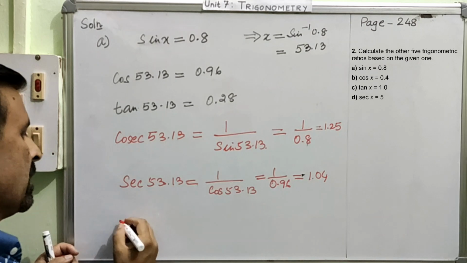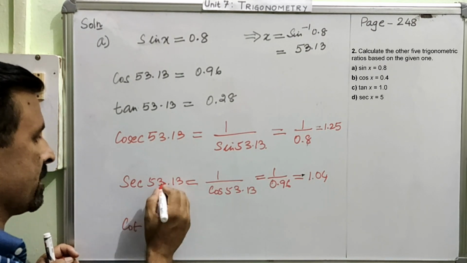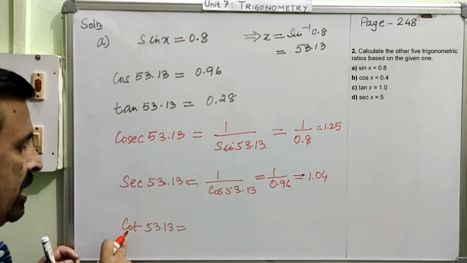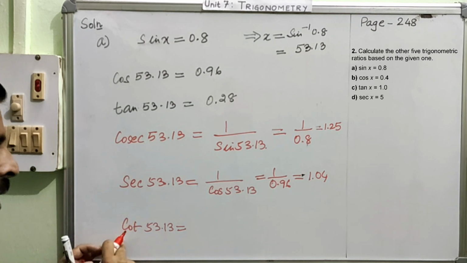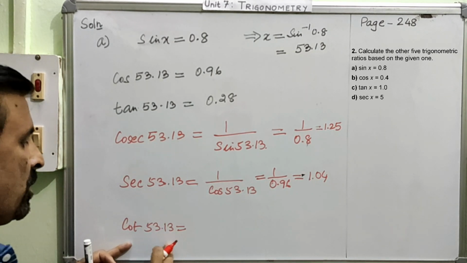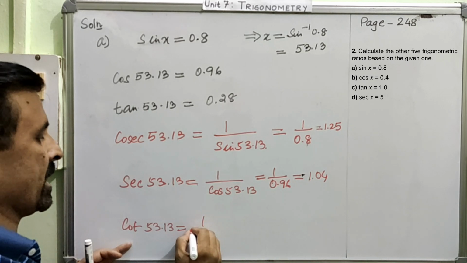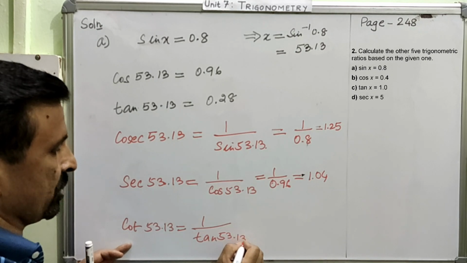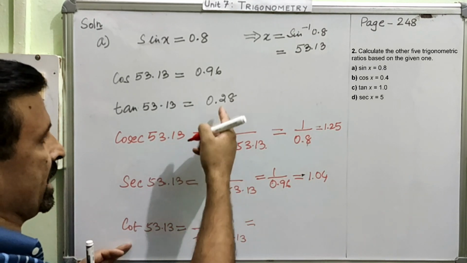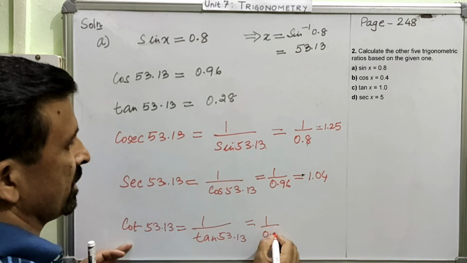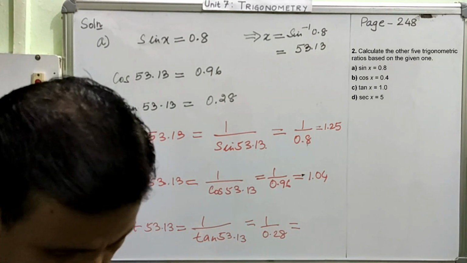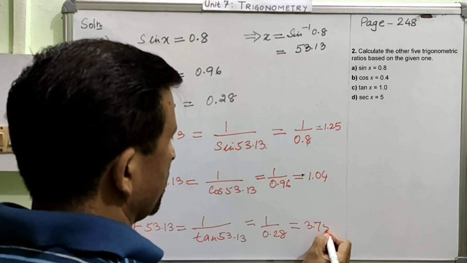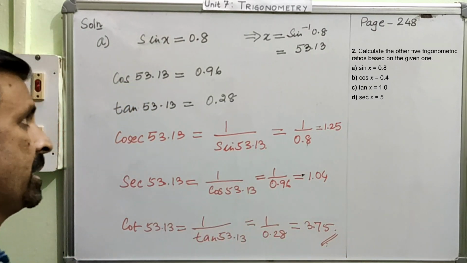Likewise, we will calculate the value of cot at the same angle 53.13 degree. Is it okay? After understanding this, you should be able to give the answer of this question. So this is the reciprocal of tan. Therefore, we will write this in the form of reciprocal. So 1 over tan 53.13. And the value of this is already calculated here. So write the value 1 over 0.28. Use the calculator and get the final answer. This value is coming as equal to 3.75. This is your answer.